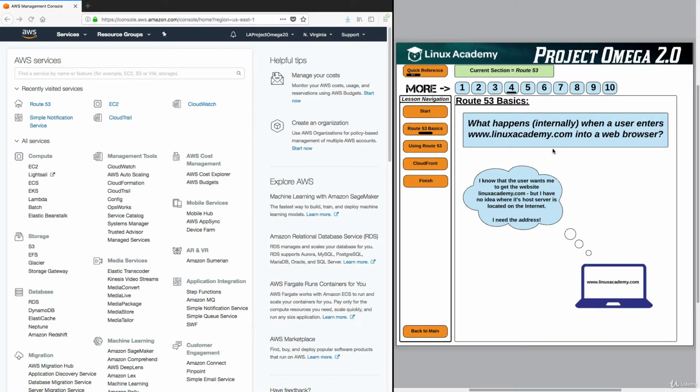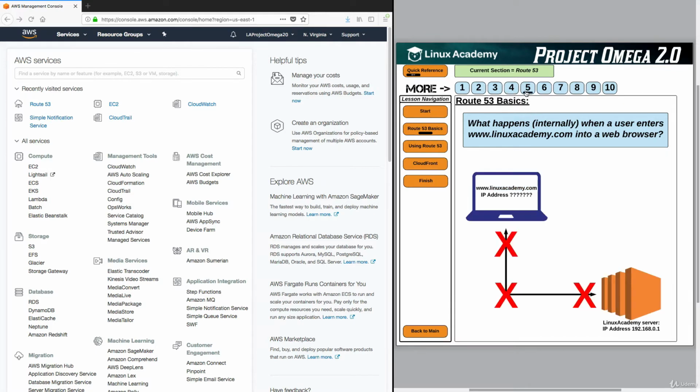So when the user types in linuxacademy.com, the computer thinks to itself that the user wants me to get the website linuxacademy.com. I don't know where its host server is located on the internet. I need that address. So our computer needs to figure out how to get to linuxacademy.com. The computer itself doesn't know the answer to this. Here's what would happen if our computer tried to access linuxacademy.com, but it doesn't have the IP address. So you would type in the address linuxacademy.com, and even though the linuxacademy.com server is sitting out here, this computer does not know this IP address.